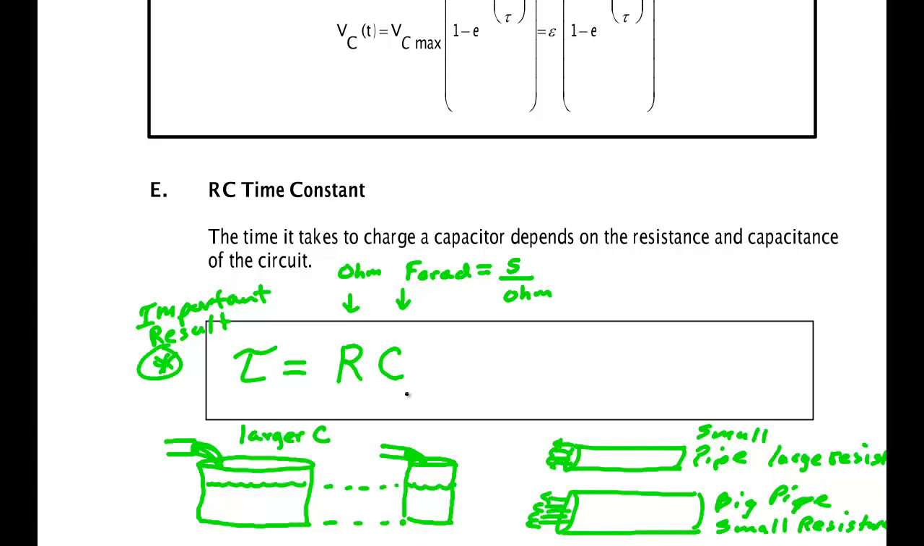All right, I've worked out a problem for charging and discharging a capacitor on another video. This finishes the capacitor theory. You should go and watch the other video to practice the actual calculations. I'll see you on another video.